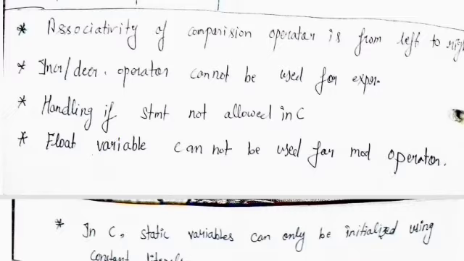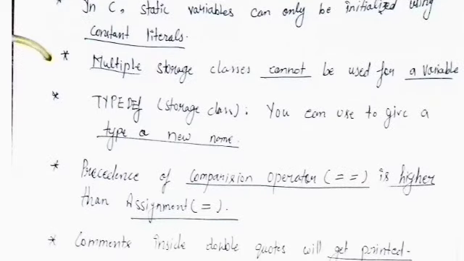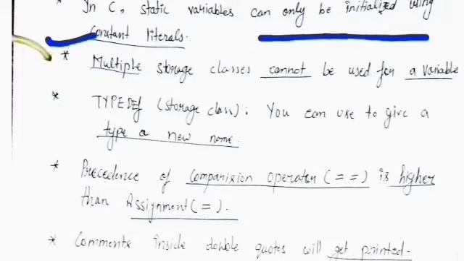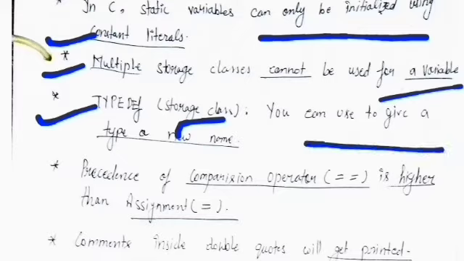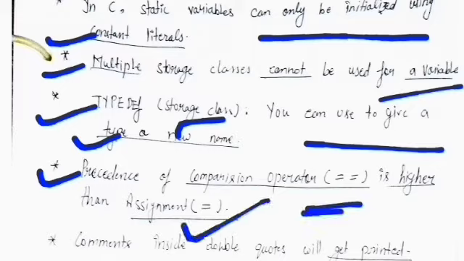Now come to the next important points. In C, a static variable can only be initialized using constant literals. And another point is multiple storage classes can't be used for a variable, meaning we cannot use multiple storage classes for one variable. And the next important point is typedef, which is a storage class you can use to give a type a new name. The precedence of the comparison operator is higher than the assignment operator.